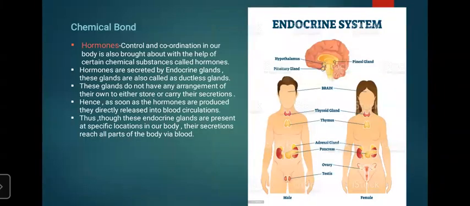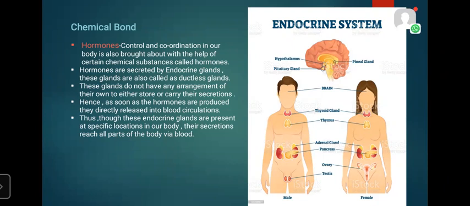Now chemical coordination. What is this? Control and coordination in our body is also brought about with the help of certain chemical substances called hormones. These hormones are secreted by endocrine glands. These glands are called ductless glands. They do not have any arrangement of their own to either store or carry their secretion.